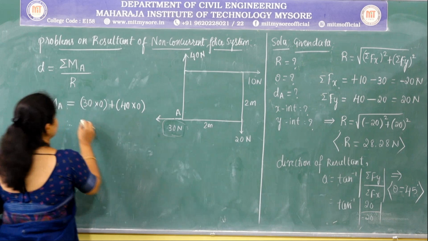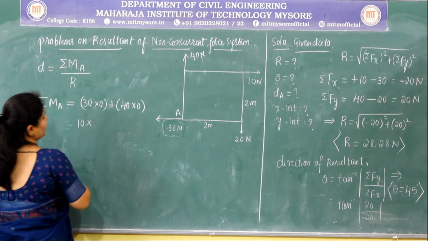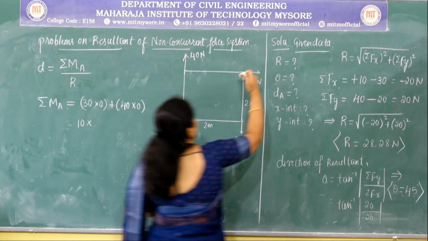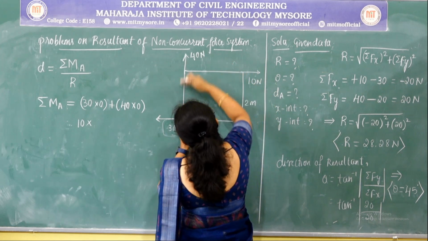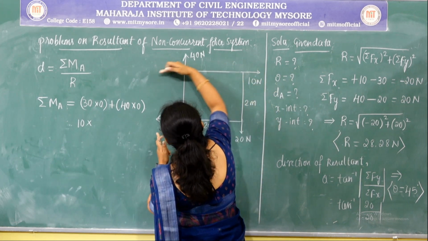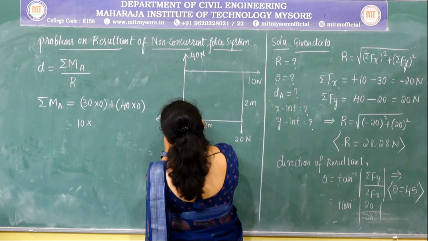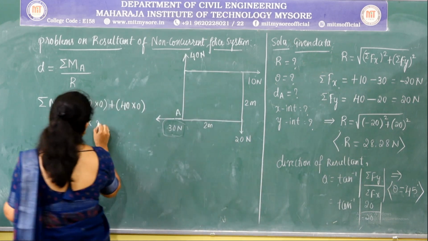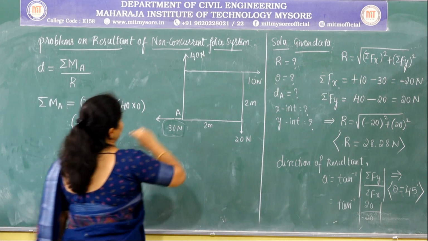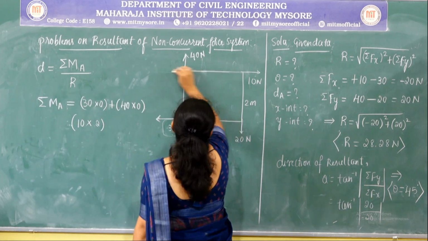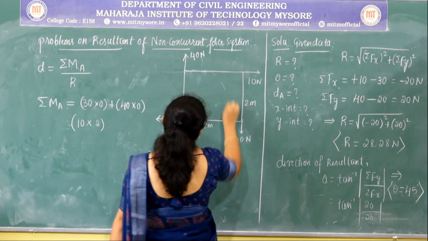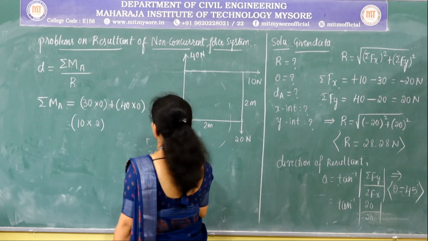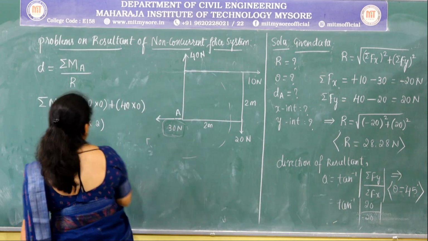Now consider the 10 Newton force multiplied by the perpendicular distance between the line of action of the force and the point is this. So, this distance is given as 2 meter and this force is producing a clockwise moment. So, that is why it is positive.